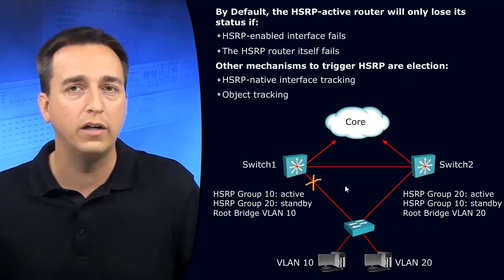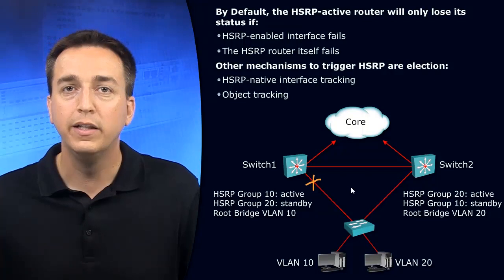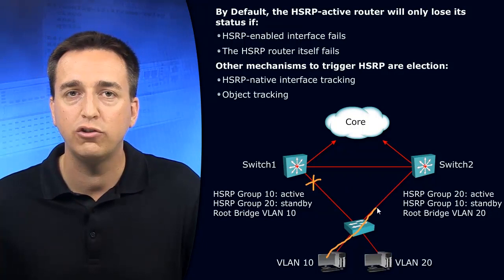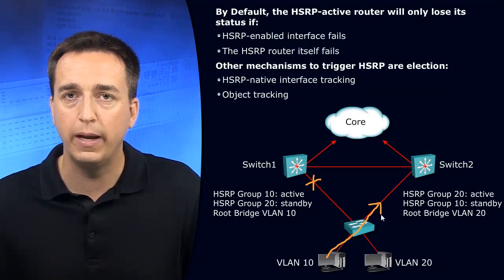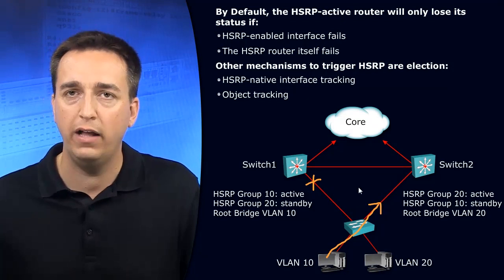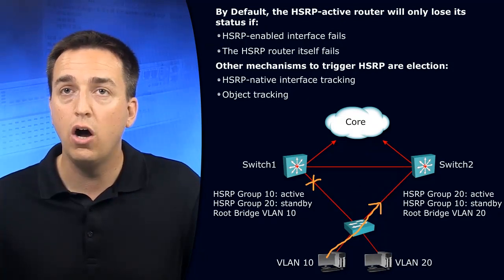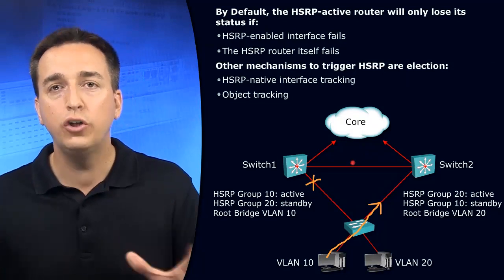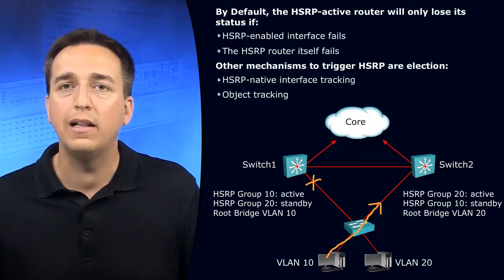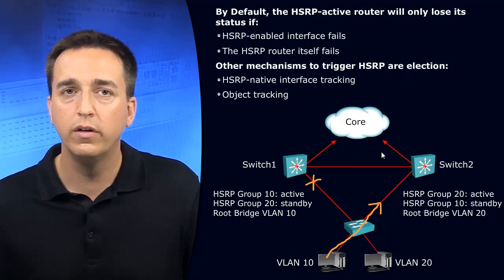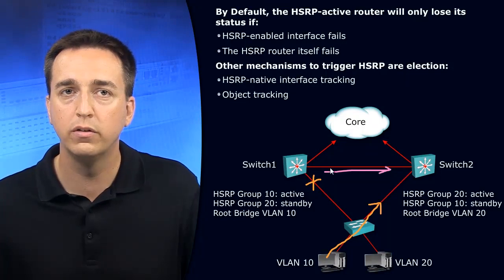If this link fails, Spanning Tree Protocol sees that the topology has to change. And based on this change, VLAN 10 traffic is now going this way. However, how does HSRP react to this failure? Well, it all depends on this link right here. If this is a layer 2 link, then the hello packet continues to go back and forth between switch 1 and switch 2.